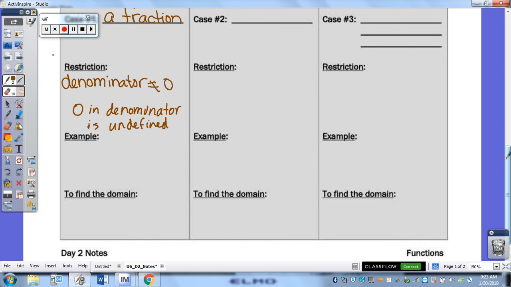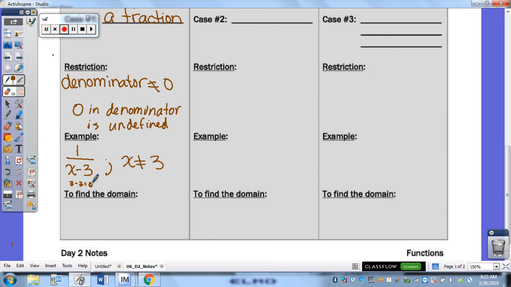So let's see here. An example. Let's say I had the fraction 1 over x minus 3. So I have x minus 3 as my denominator. In this instance, x cannot equal 3. If it did equal 3, in my denominator I would end up having 3 minus 3, which would give me a 0 down there. We can't have that. That's never okay in our fractions.